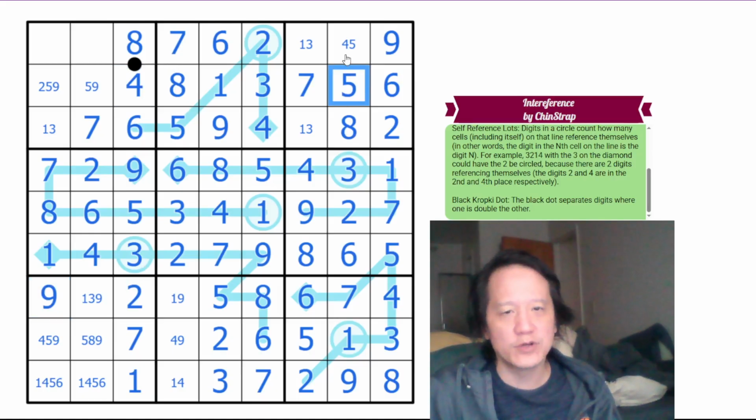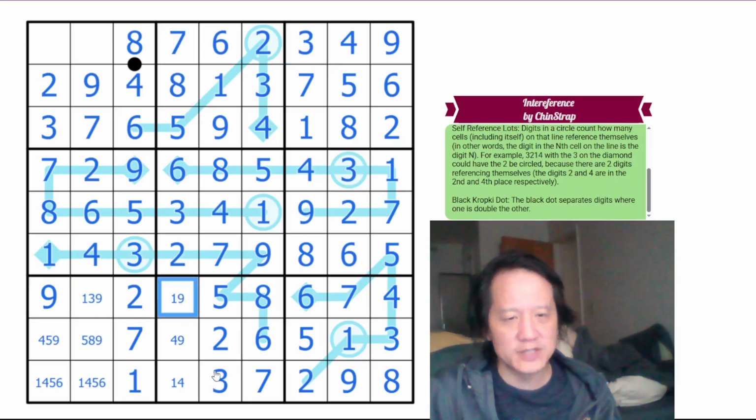4 eliminates 4 here, so it's 5 and 4. 5 eliminates 5 here, so it's 9. This can't be 5 or 9, so it's 2. 1 eliminates 1 here, so it's 3, which makes this 1, which makes that 3. This 9 eliminates 9 here, so it's 1, which makes that 4, which makes that 9. This can't be 1 or 9, so it's 3.